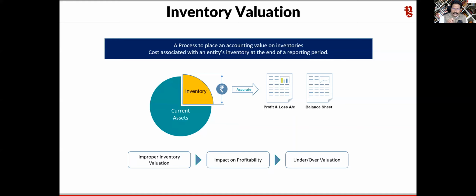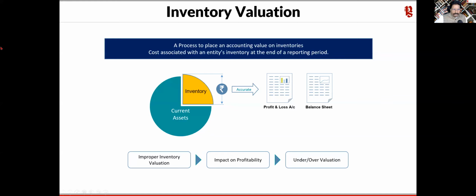Let me just quickly give you a simple example for us to understand how overvaluing or undervaluing of your inventory is going to impact your profitability, right?